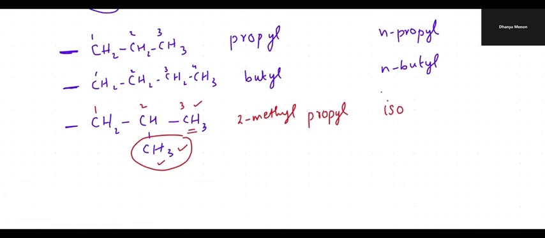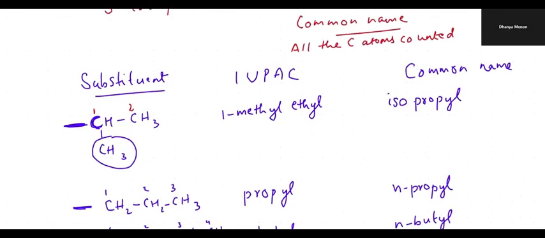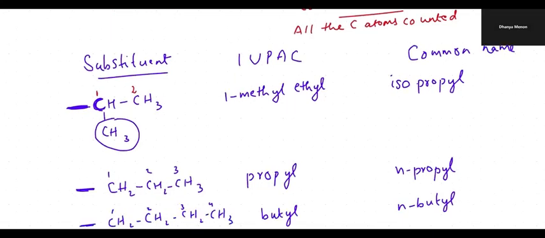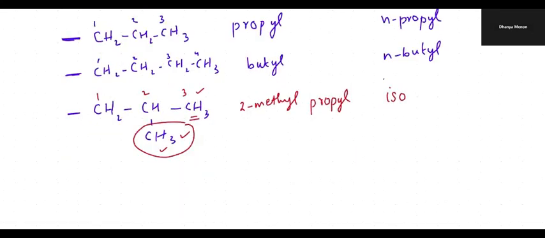One iso we saw was when there is 1 methyl group attached to the first carbon of the substituent. That is also an iso. And the second rule is that there are 2 methyl groups attached to the carbon atom, one is the branching and one is from the main group. So this is iso. And in common name, we consider all the carbon atoms. So there are 4 carbon atoms, isobutyl. So these are the 2 ways.